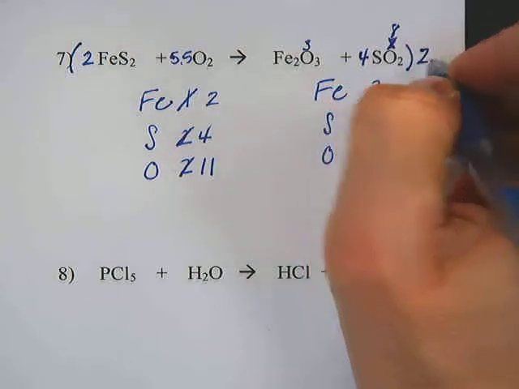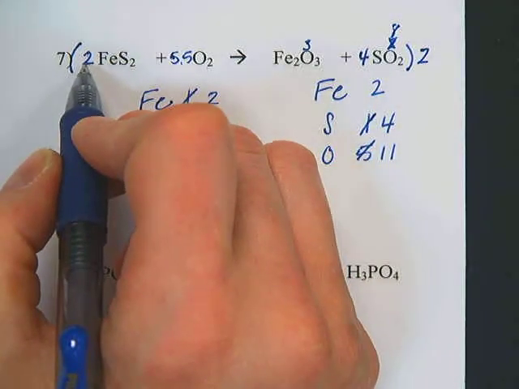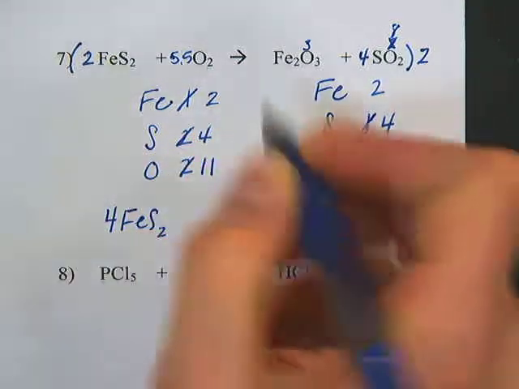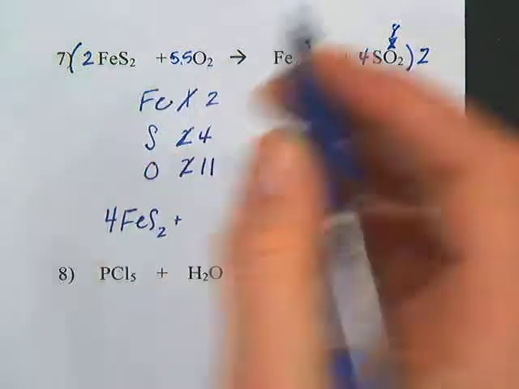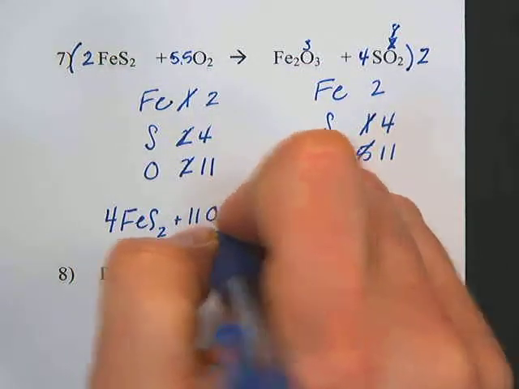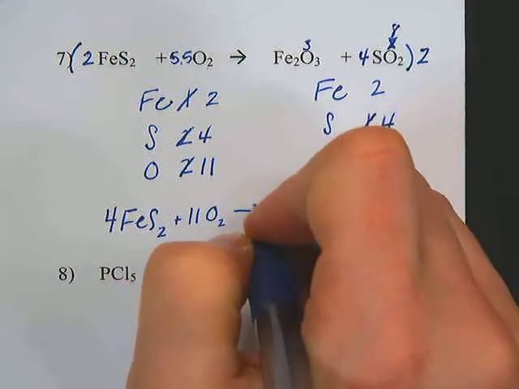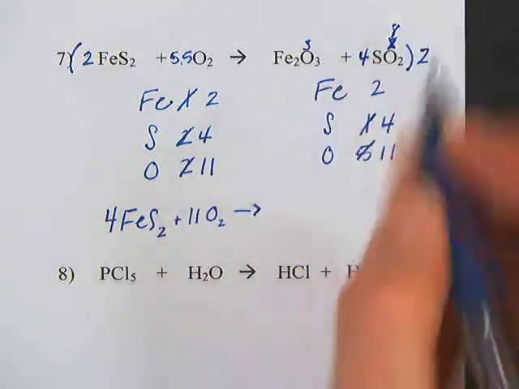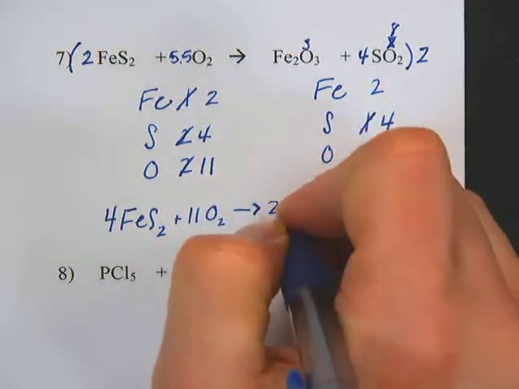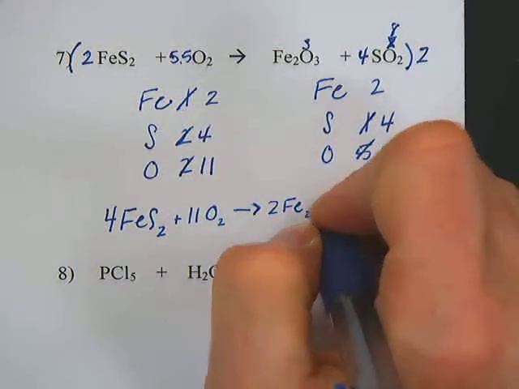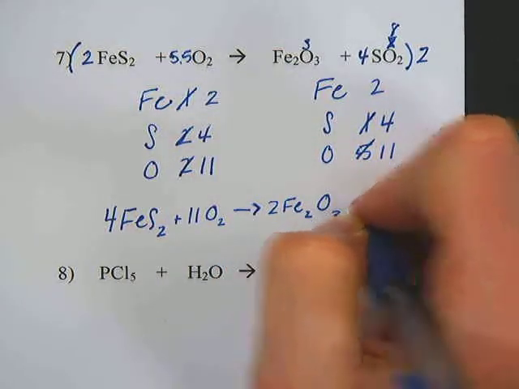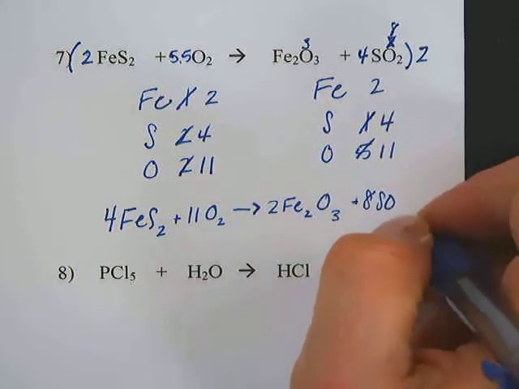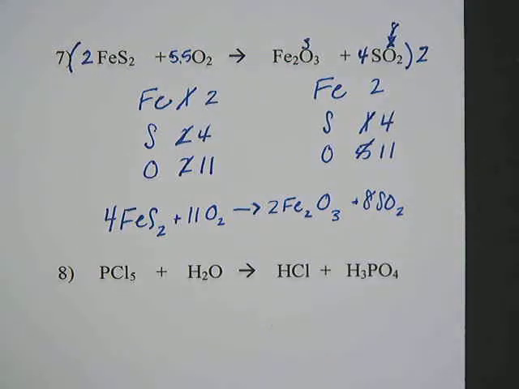So what we need to do is take this entire problem and multiply it by 2. So that means that instead of a 2 here, we would have 4 FeS2. And instead of the 5.5, we would have 11 O2. Then we still have the arrow for the chemical reaction. And then since there's basically a 1 right here, since there's nothing, remember that means that there's a 1 for a coefficient. We would have 2 Fe2O3 plus, instead of 4, times 2 is 8 SO2.